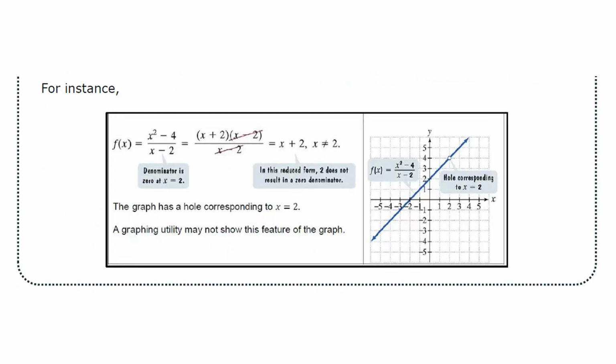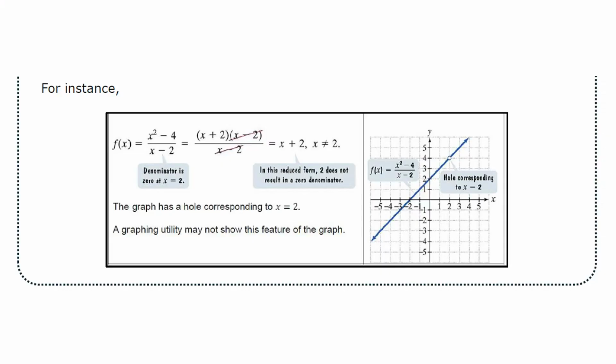For instance, say we have the function f of x equals x squared minus 4 divided by x minus 2. Our denominator here is x minus 2, which would tell us that 2 is going to be excluded from the domain. However, because we can write f of x in reduced form, meaning we put it as a product of linear factors, we see that the numerator and denominator both have a common factor, x minus 2. Since they have a common factor, we can simplify f of x, which then just gives us x plus 2.